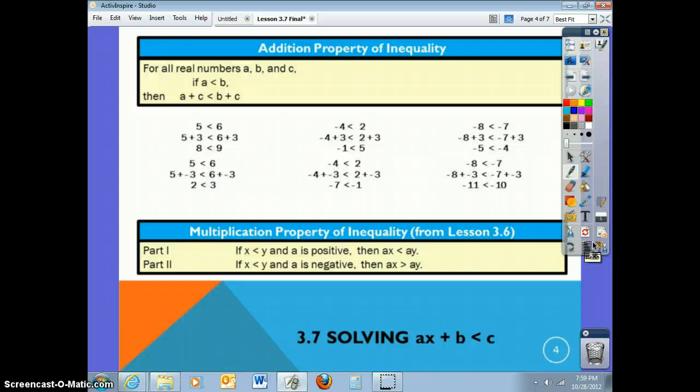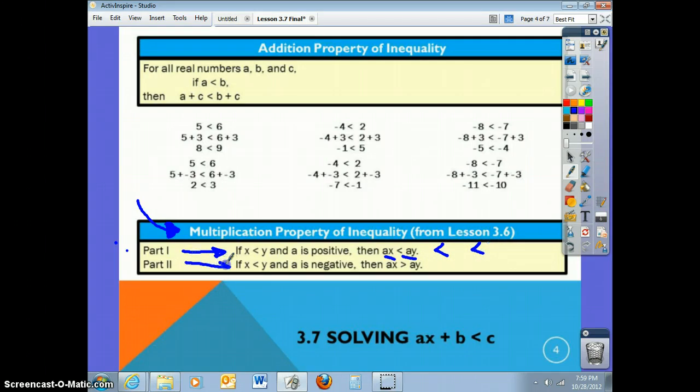sense of the inequality. The time that the sense of the inequality changes is with multiplication, and I put this property here, even though it was from the prior lesson, just to remind you what it is, because we're going to use this in this lesson. Part 1 of the multiplication property of inequality says, if I have x and y, and I have a number a, and that number a is positive, and I multiply both sides of that inequality by that positive number, the sense of the inequality does not change. If I started out with this inequality symbol, after I multiply both sides by a, I still have that inequality symbol.